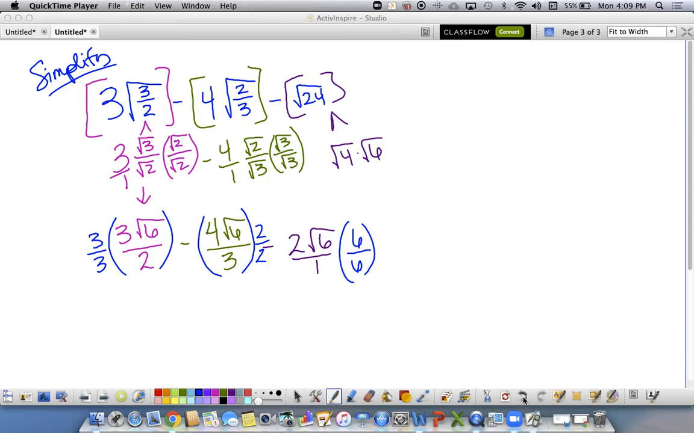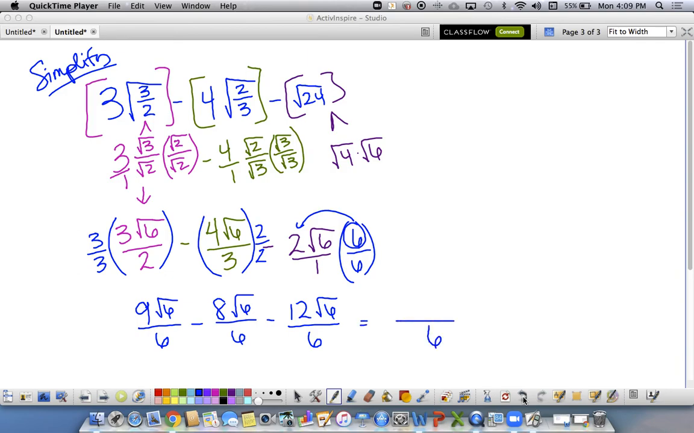All right, so let's simplify. I now have 9 root 6 over 6 minus 8 root 6 over 6 minus 12 root 6 over 6. So now my numbers are the only thing that I can multiply together. The 3 and the 3, the 2 and the 4, and the 2 and the 6. Okay, so now I have all common denominators on the bottom, so my answer will have a 6 underneath it.